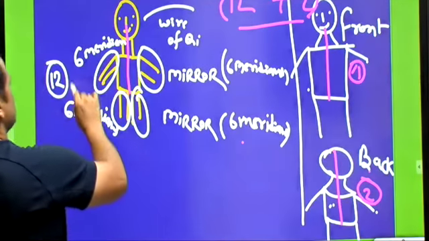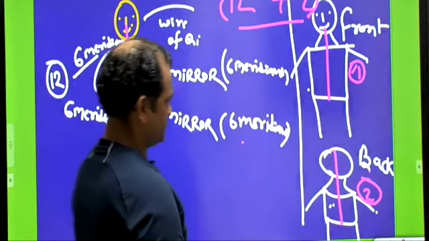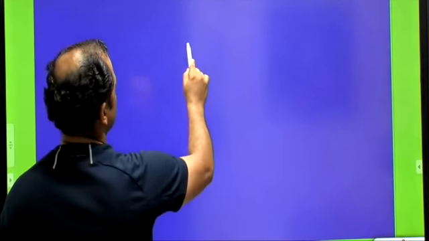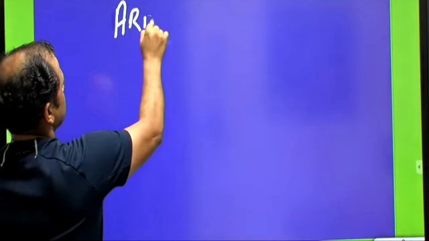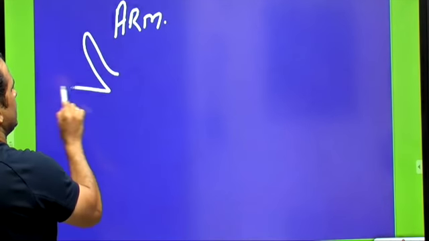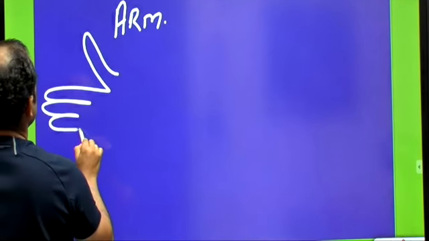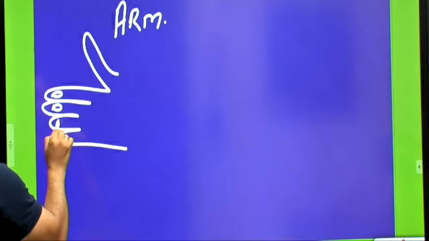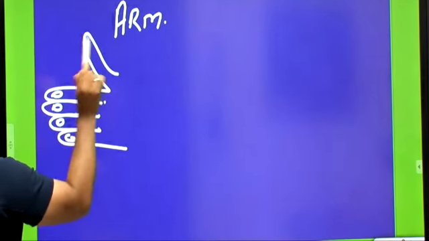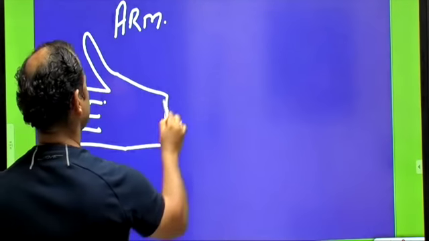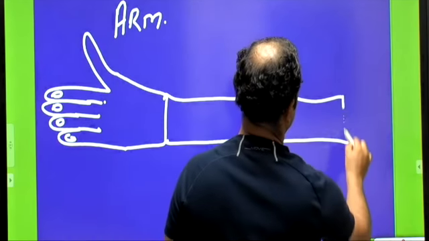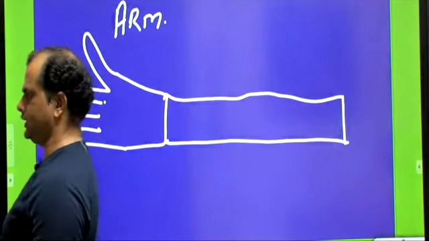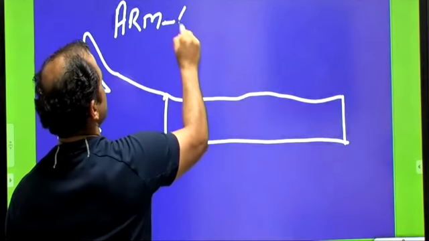So right now we are discussing the 6th meridian in the arm. Let's see, draw the arm. Okay, take any arm. So this is the arm. We can take any arm. So this is the left arm. We can draw any arm.